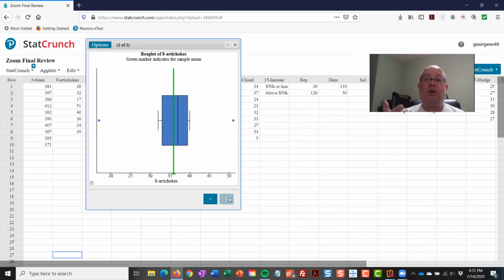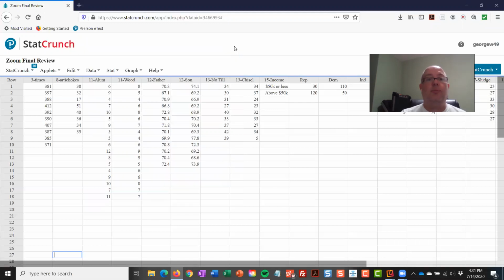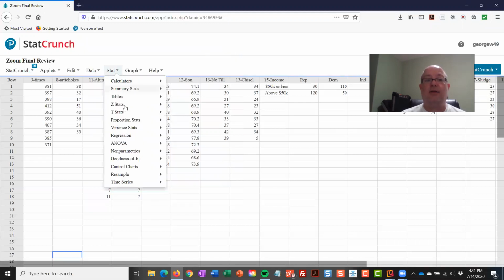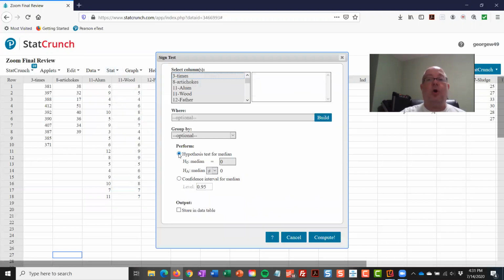When we look at this graph, we can see there are a couple of outliers, one on each side. That means that we can't use a one mean test, and I can ignore everything that was on that first screen and start over. I'm going to start over under Stat, Non-parametrics, Sign test. The alternate test for the one mean test is the sign test. Select the column again, artichokes.